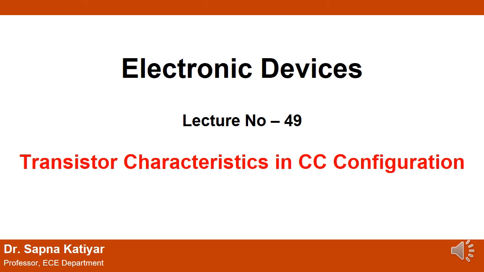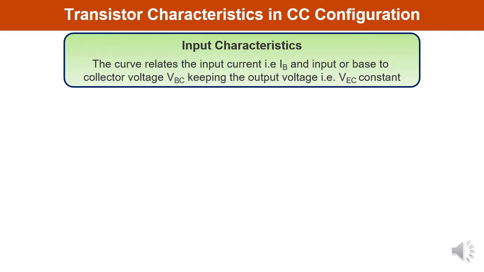And in today's video, I am going to tell you how input characteristic and output characteristic can be plotted for the common collector configuration. Let us begin. To understand the input characteristic, how to plot it: this is a curve which relates the input voltage and input current. Here the input current is IB and the voltage is VBC, by keeping the output voltage constant, and the output voltage is VEC.